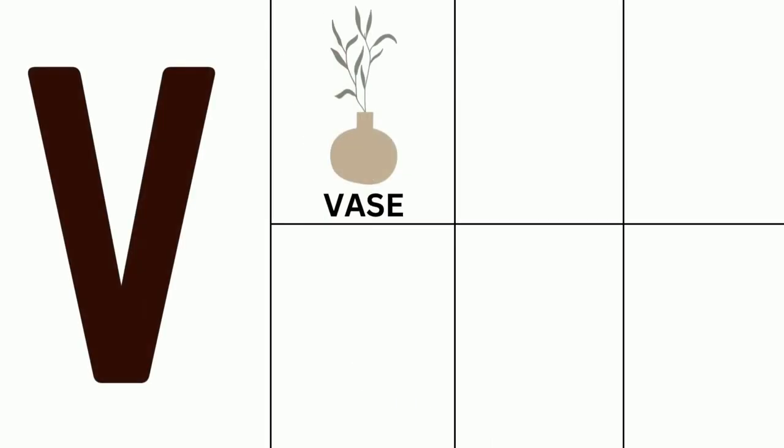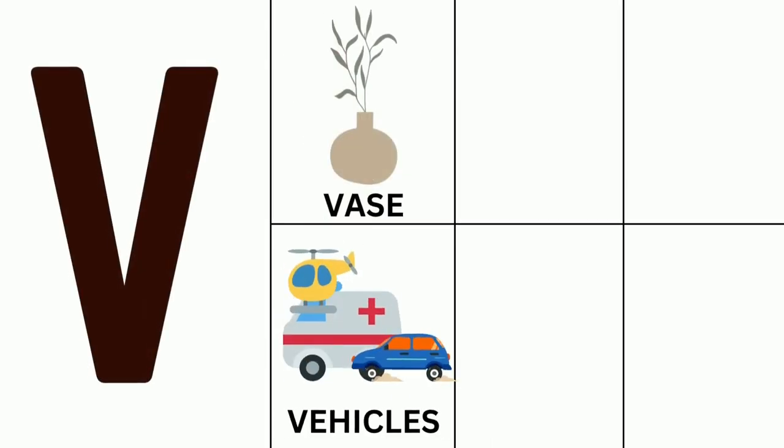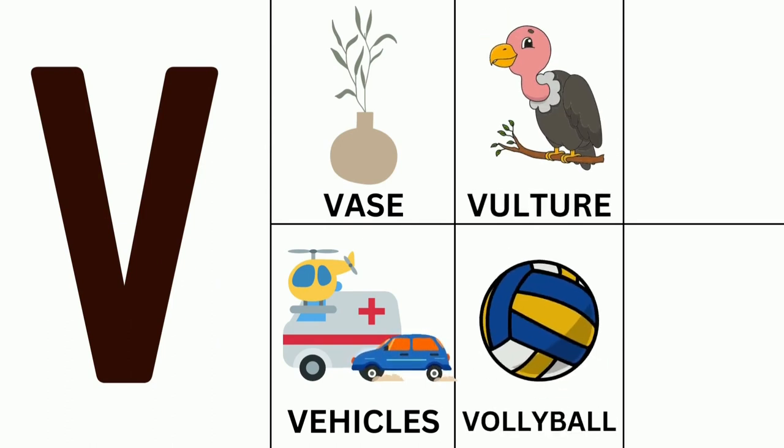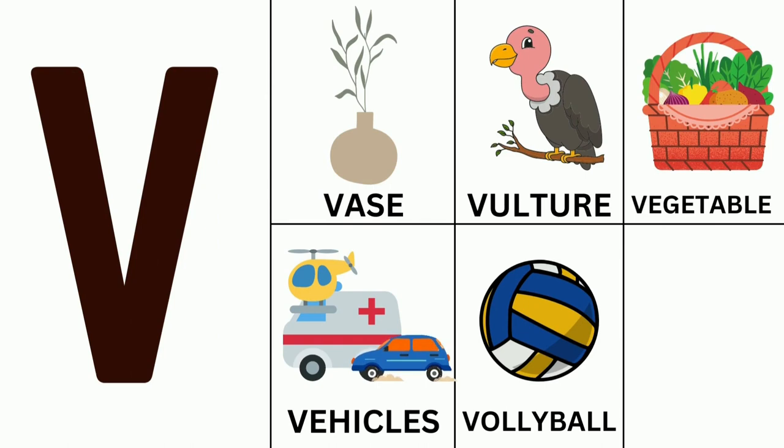V. Let's learn the word starts with V. V for vase, V for vehicles, V for vulture, V for volleyball, V for vegetables, V for violin.